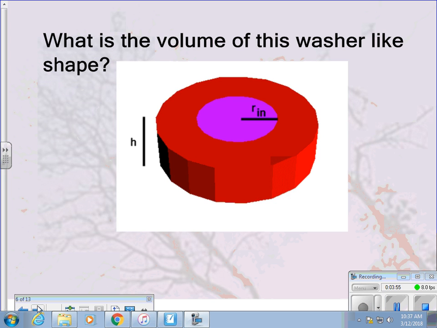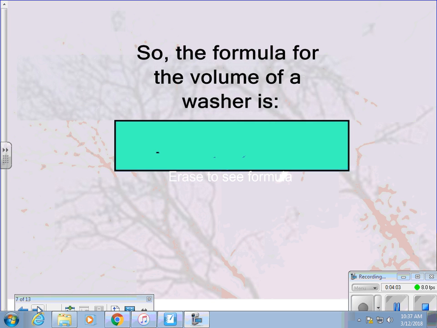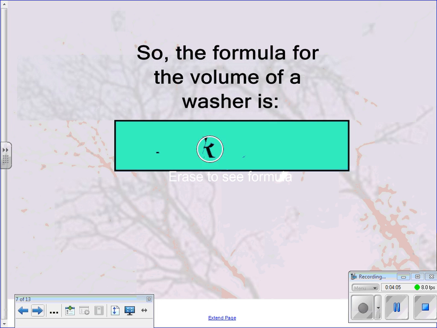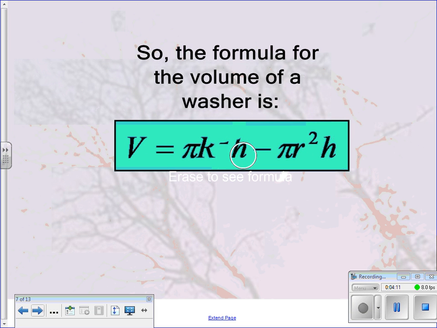So what is the volume of this shape? It's basically giving the volume of a ring. So that's the volume of a ring: pi big R squared, outer radius squared, times the height, minus the inside, or I should say the big disk minus the little disk on the inside.